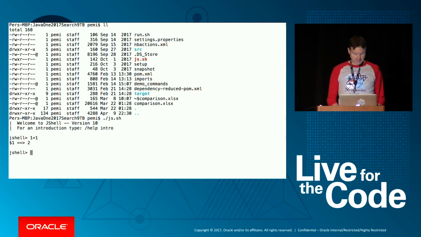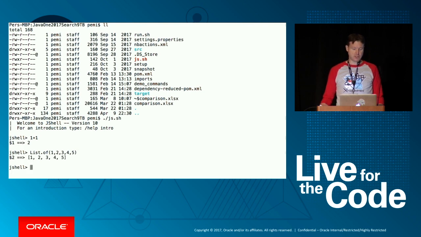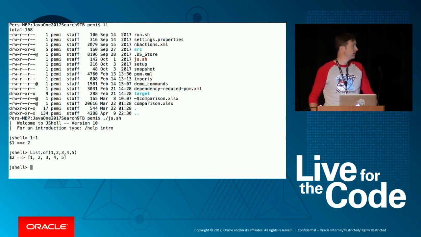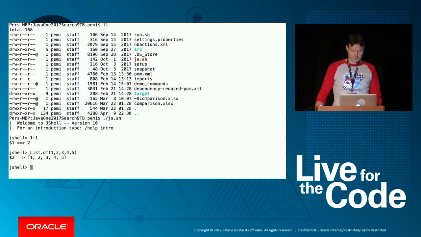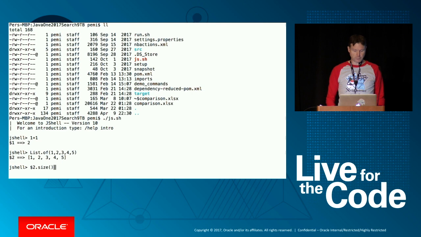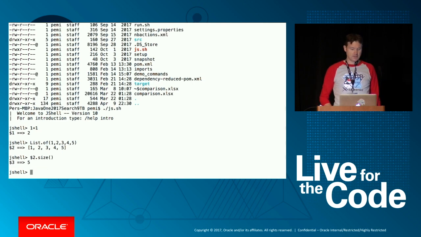I can also create objects like this: List.of(1, 2, 3, 4, 5). This will create, of course, a list. This is a new feature since Java 9. So there I got my list, and it's stored in a variable called $2. Now I can use $2, for example, and write size, which will of course return 5, because there are 5 elements in my list: 1, 2, 3, 4, 5.